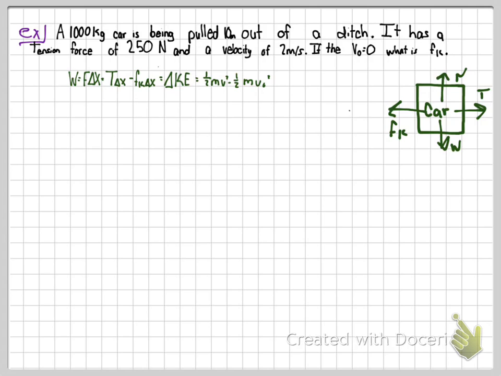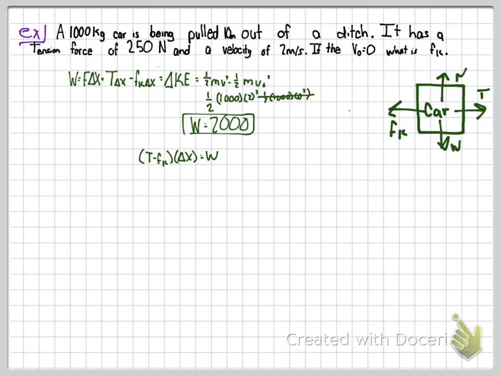So when we plug in our variables into the equation, we get this. And because the initial velocity is 0, the second portion of this equation cancels out. So, we will eventually get work is equal to 2,000 joules. And by doing this, we will create another equation.